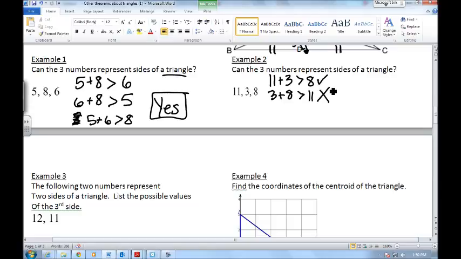And then the last combo we haven't done? 8 plus 3. We've already done 8 plus 3. 11 plus 8. Is that greater than 3? Yes, but since 1 failed, will these lengths form a triangle? Excellent. So that's the triangle inequality theorem. Does that make sense? Yeah. You have a couple like that on your homework. Now for the next one, example 3.